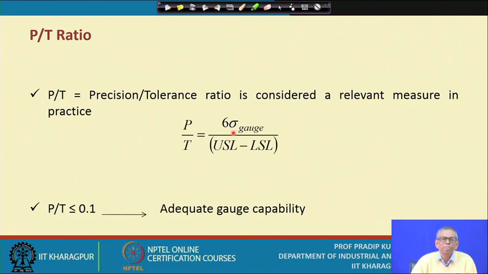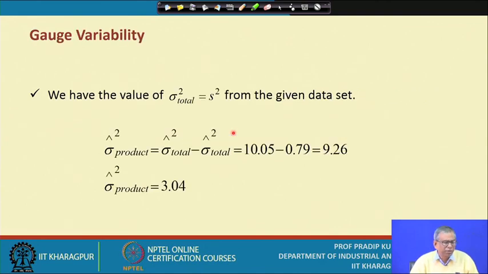Now, when you refer to such data and you go for data analysis, there is a possibility that instead of referring to the P by T ratio, there could be better measures. That I am going to discuss. Definitely you will be calculating the P by T ratio, but sometimes you may have misleading conclusions. So a better approach is always prescribed.